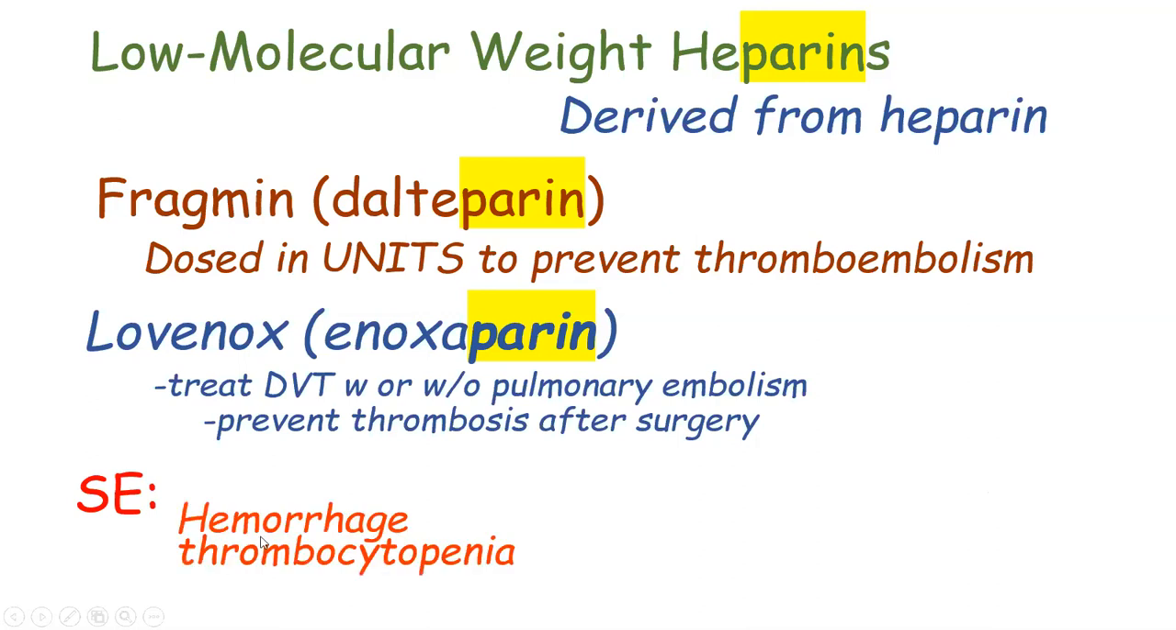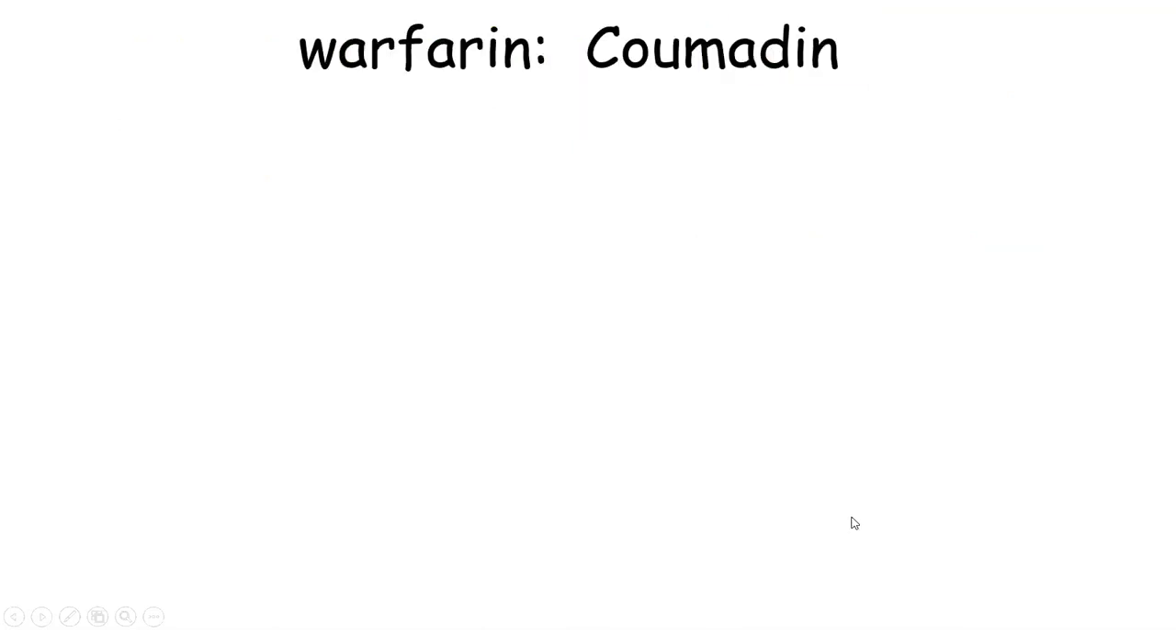Side effect, the main one's hemorrhage. What's a hemorrhage? Hemorrhage is whenever you have bleeding that will not stop. And then thrombocytopenia. The word penia, that means in the blood. Cyto means a cell. Thrombo, that's referring to a thrombosis, but it's a type of anemia. It's malformed red blood cells.